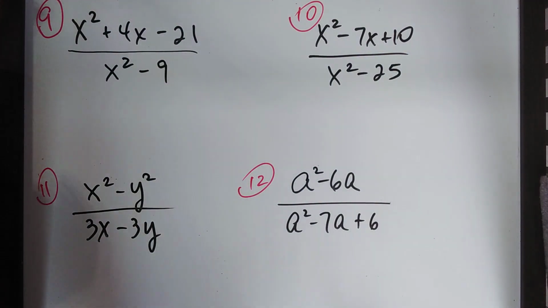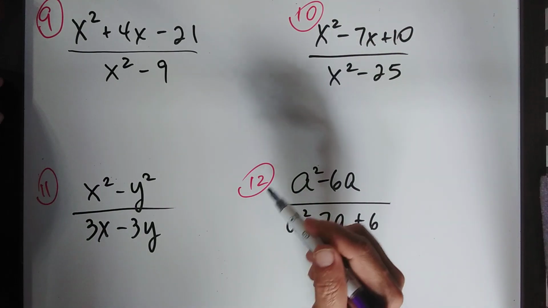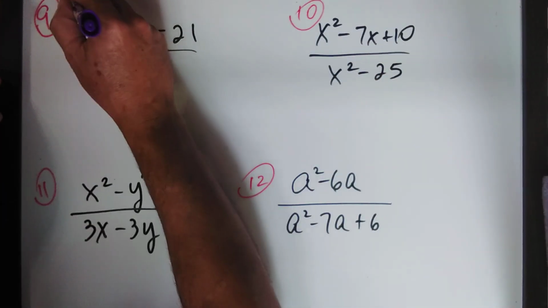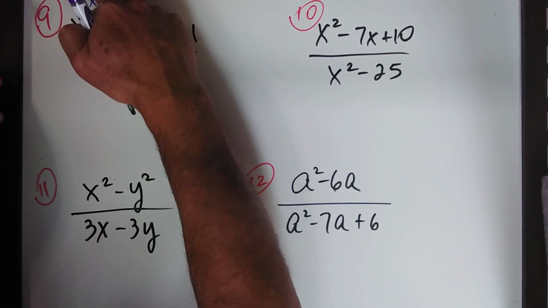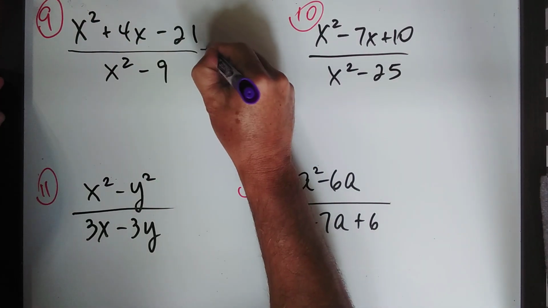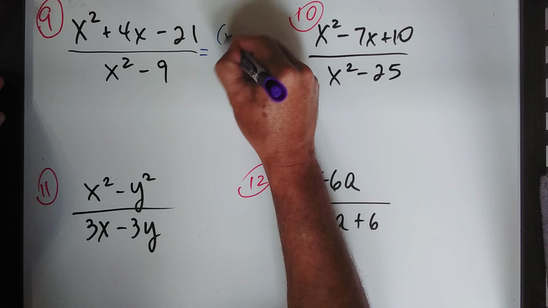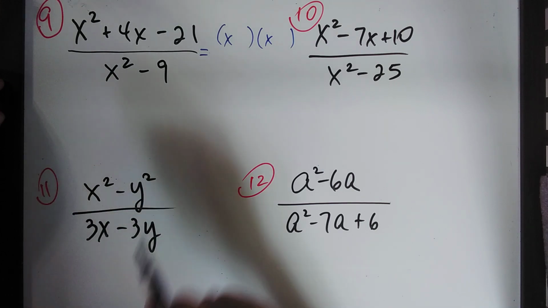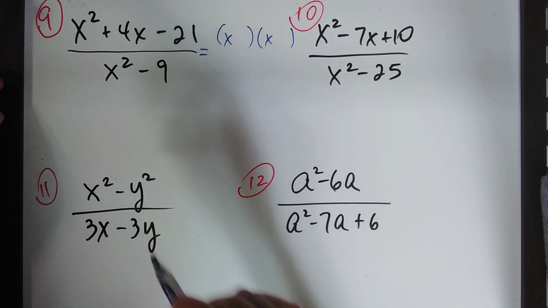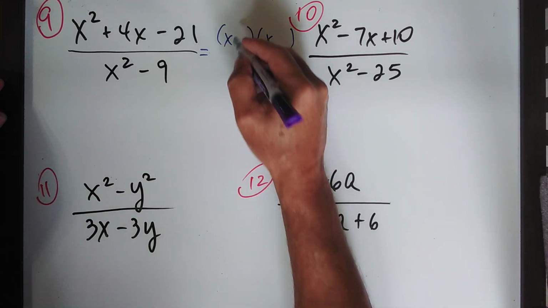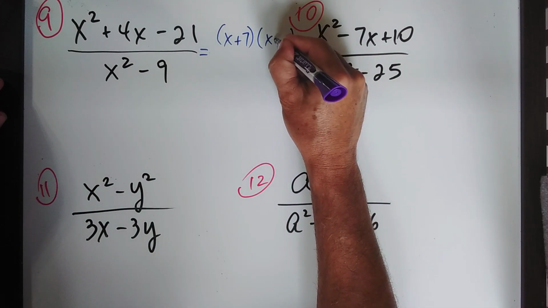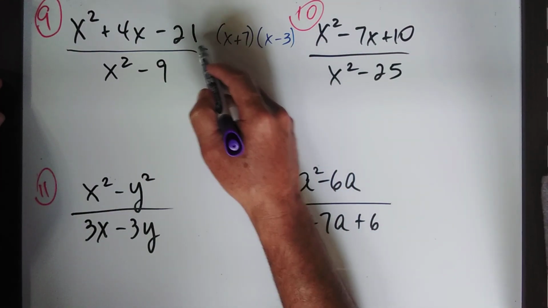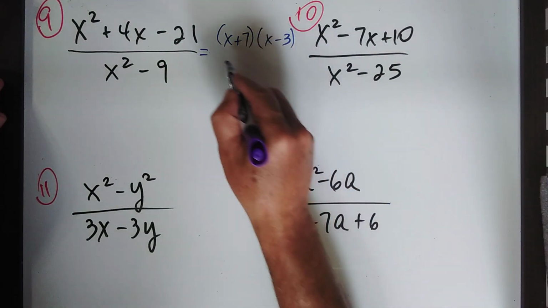Also, let's keep going. Let's try to factor the numerator now. Okay, so it's a trinomial. I know it's going to be x and x, right? And then two numbers that give you negative 21 when you multiply and add up to positive 4, that'll be positive 7 and negative 3. Right, positive 7 and negative 3. 7 times negative 3 is negative 21, and 7 minus 3 is positive 4.